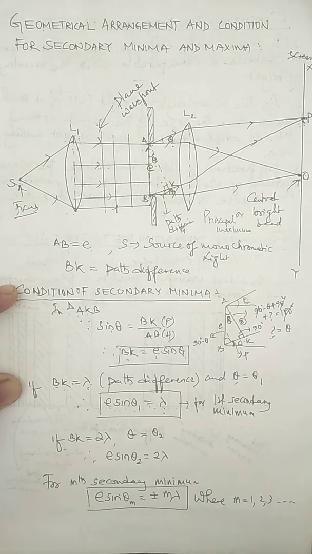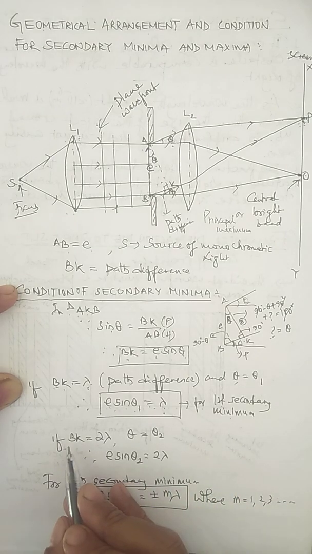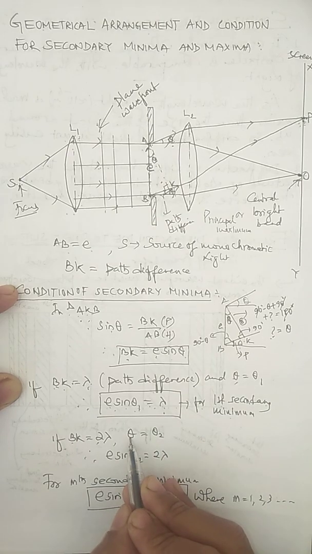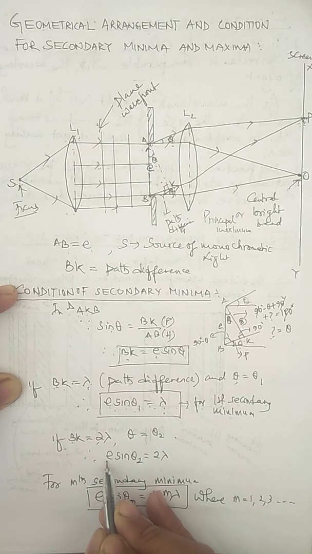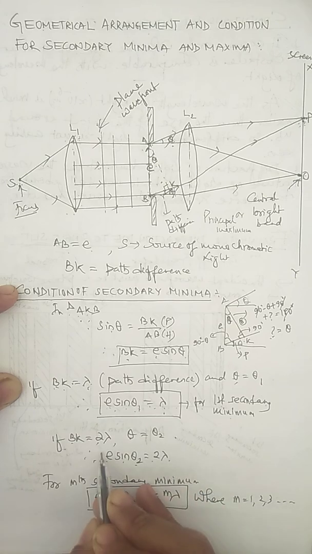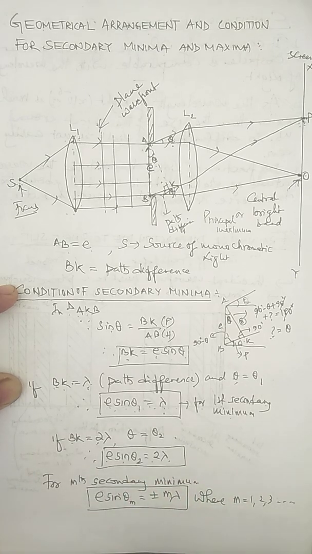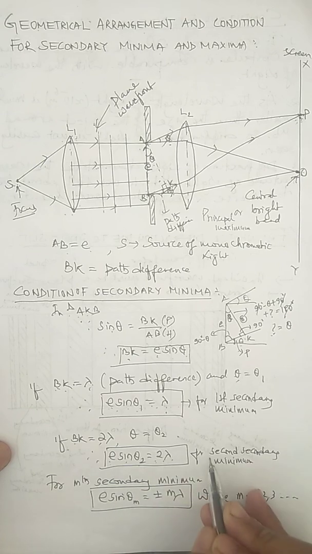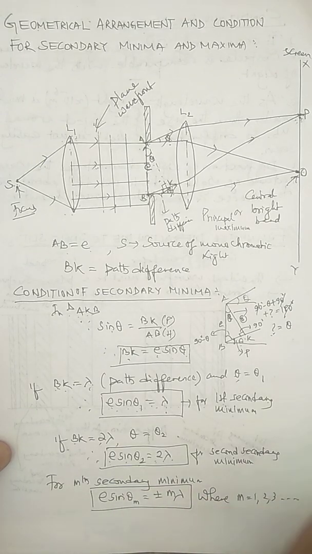Similarly, for the second secondary minimum, the path difference must be 2 lambda, double of lambda. In that case, theta will be theta 2. So your path difference E sin theta 2 equals 2 lambda. So for the second secondary minimum to form, the path difference E sin theta 2 equals 2 lambda. In this way, we can calculate for the third secondary minimum, the fourth, and so on.